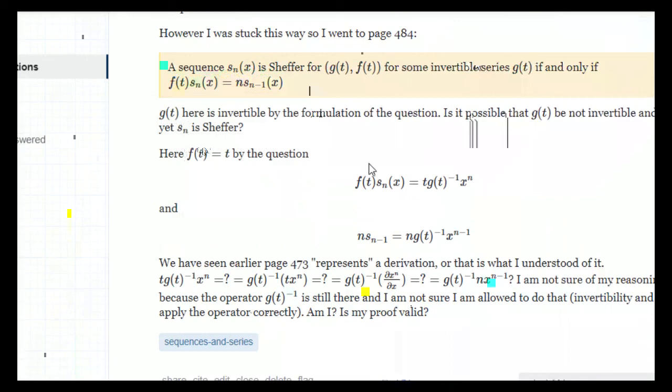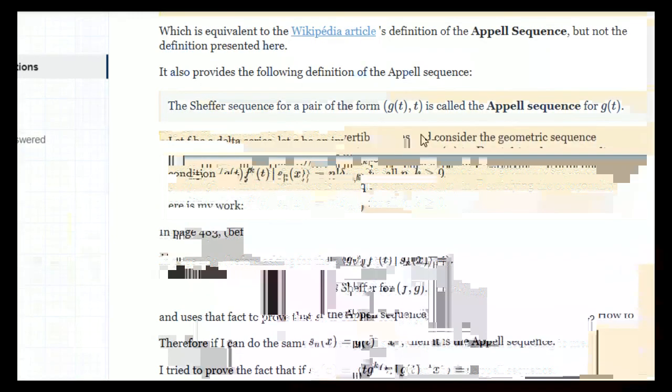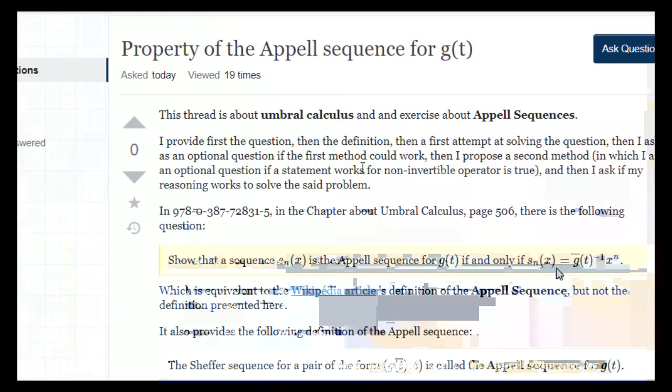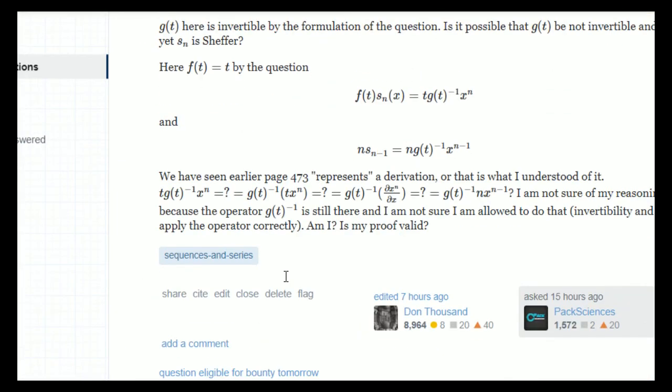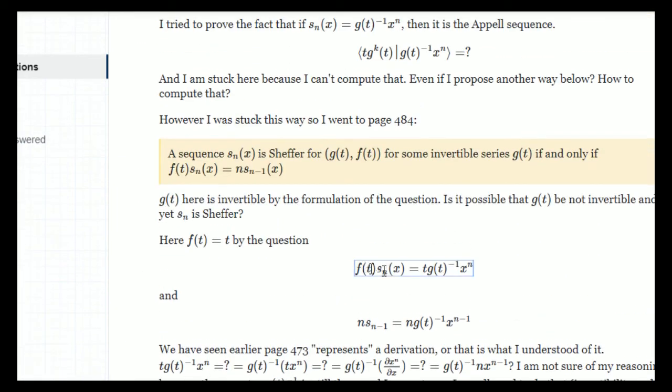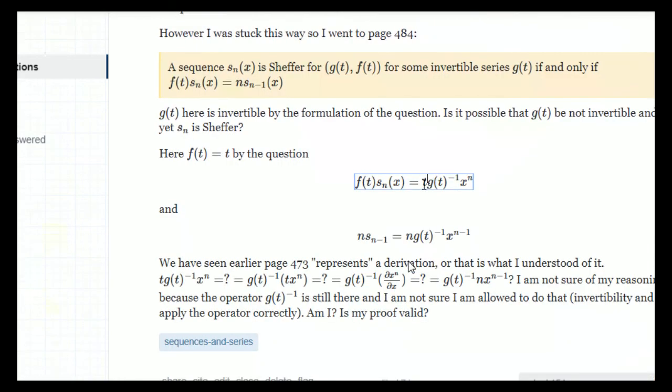Yes. So replacing f(t) with t, and using the formula that we assume, we go from right to left. So S_n is not proven to be Sheffer yet. We have to prove that it's Sheffer. So we end up with this, and S_(n-1) is equal to this. It's just taking the definition.